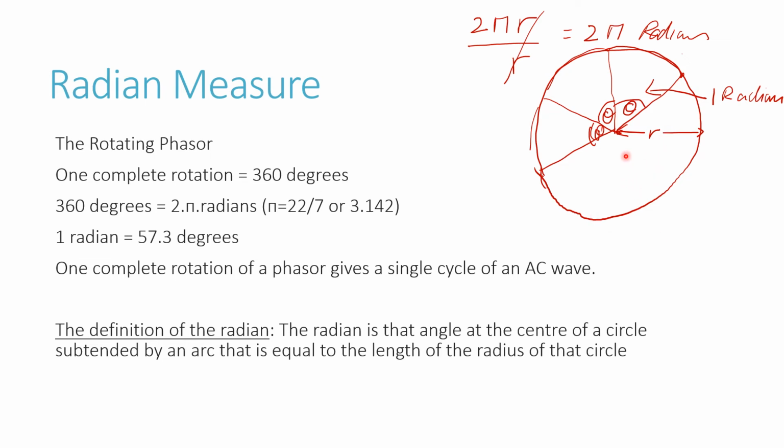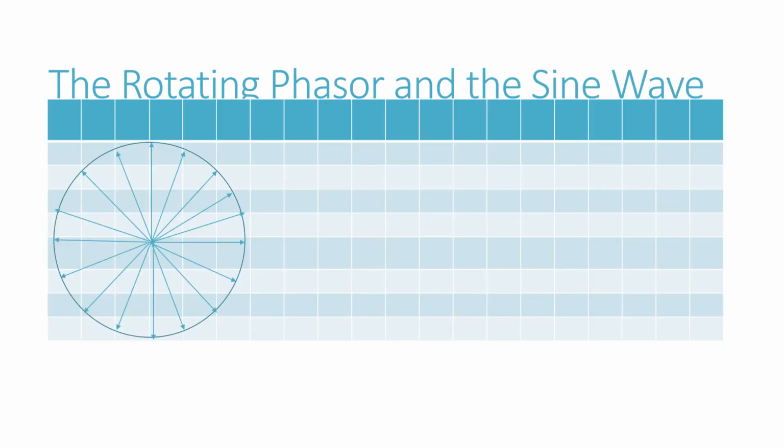So when we are doing these calculations in AC theory, we are going to be using the radians rather than degrees. All right? We're going to be using the radians rather than degrees. Okay. Right. So let's have some fun here now. What we're going to do, we're going to try to plot the sine wave based on a rotating vector.